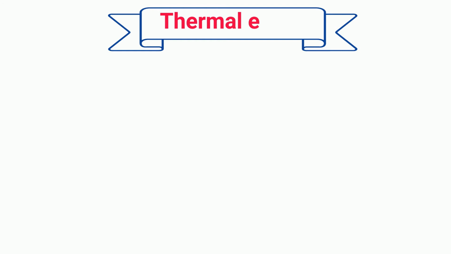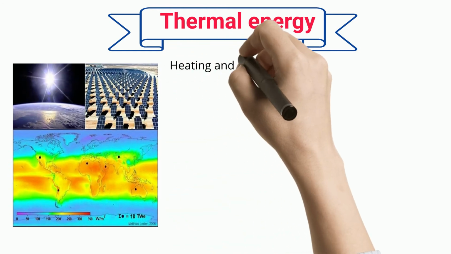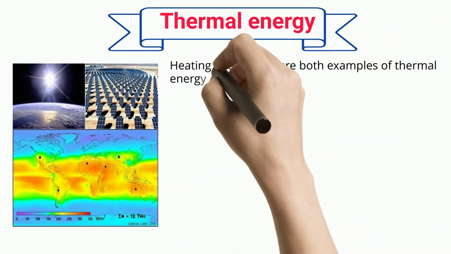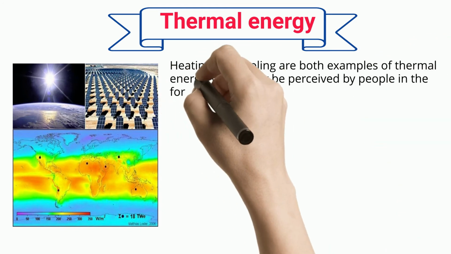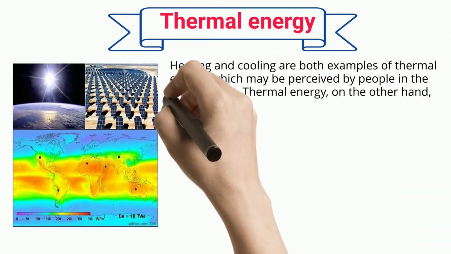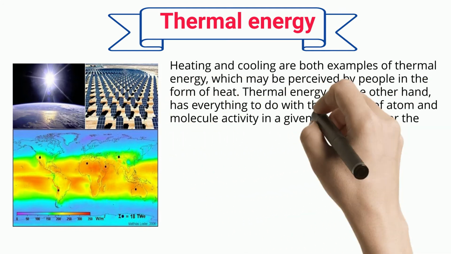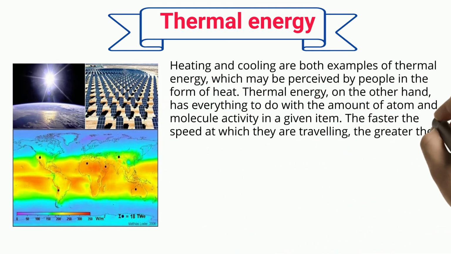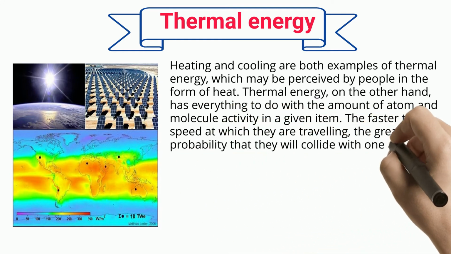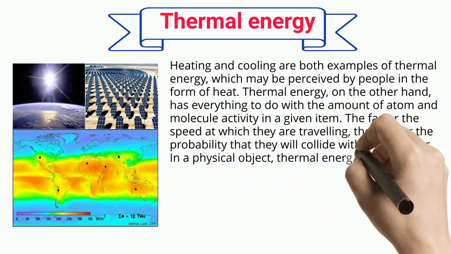Thermal energy. Heating and cooling are both examples of thermal energy, which may be perceived by people in the form of heat. Thermal energy, on the other hand, has everything to do with the amount of atom and molecule activity in a given item. The faster the speed at which they are traveling, the greater the probability that they will collide with one another.